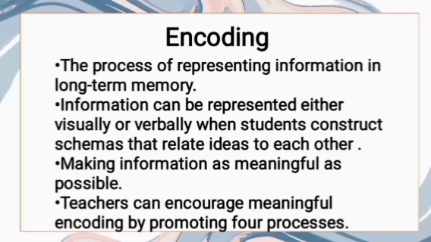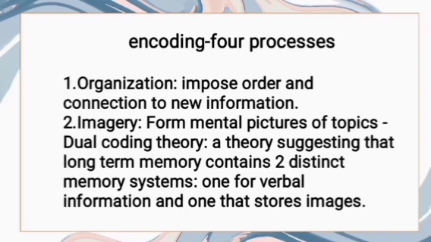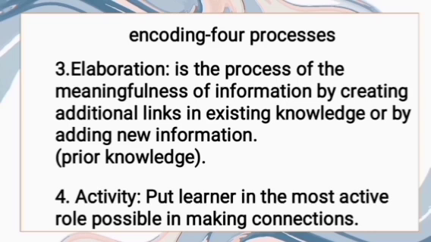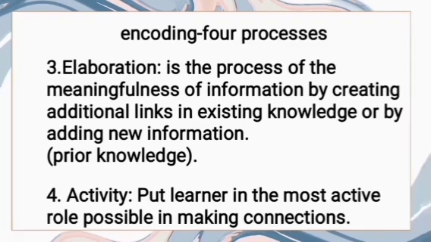Encoding is the process of representing information in long-term memory. Information can be represented either visually or verbally. There are four processes in encoding. Number one, impose order and connection on new information. Number two, imagery, forming mental pictures of topic information. Three, elaboration is the process of increasing the meaningfulness of information by creating additional links in existing knowledge or by adding new information. Four, activity, putting learners in the most active role.